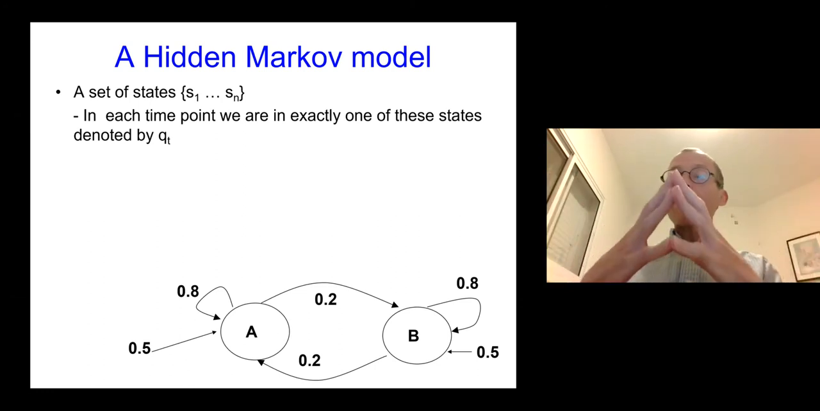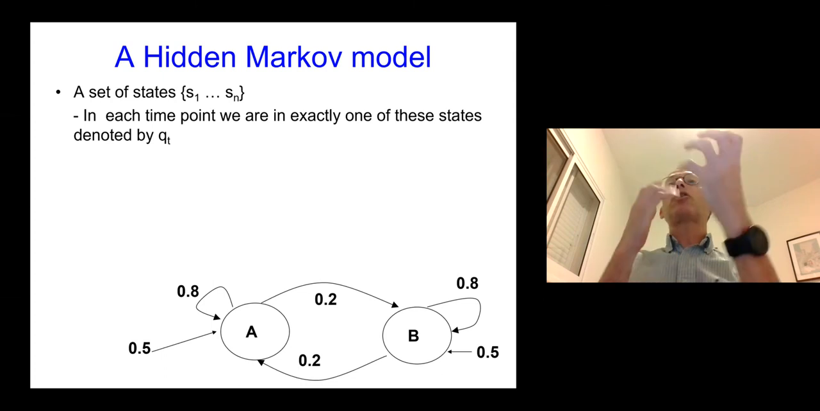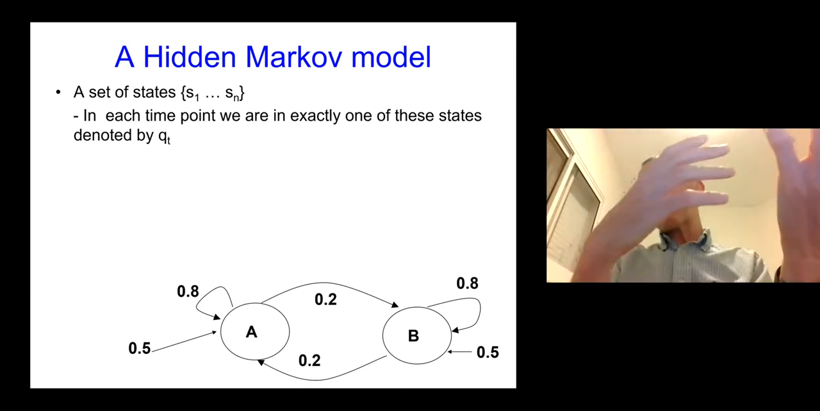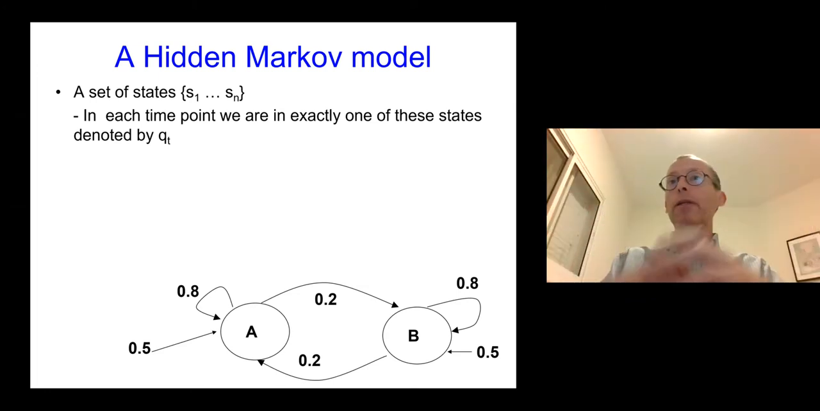At each time point, we are at a specific state. The state generates an observation and moves to the next state. The next state could be the same as before, or it could be a different state, depending on the model. So these are the states in the model and these are defined, so we don't learn them. Usually this is part of the definition.